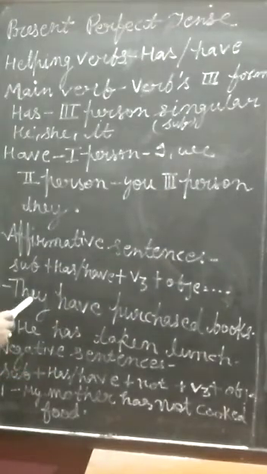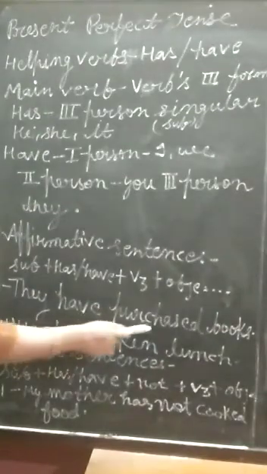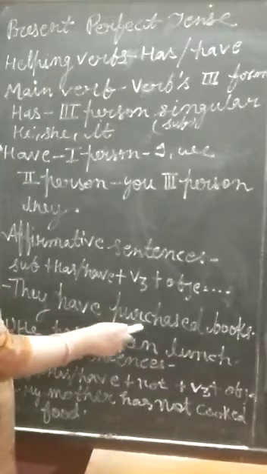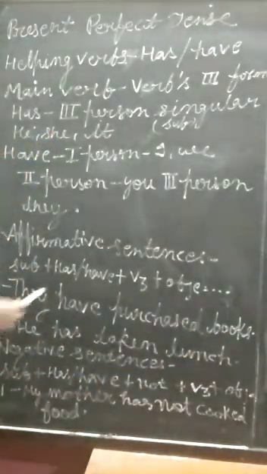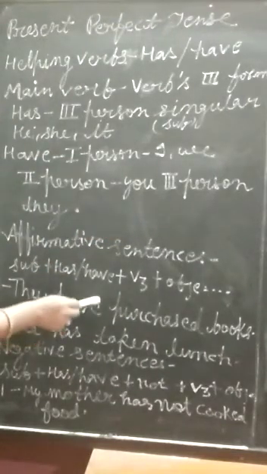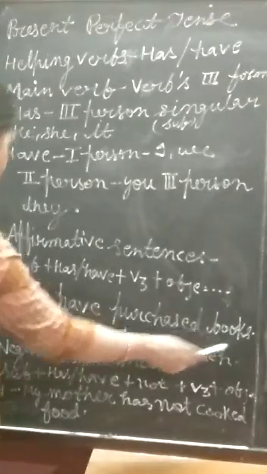Example is they have purchased books. They have purchased books. They is a subject, have is a helping verb, purchased is a verb's third form, books is an object. They is a third person plural subject. So what helping verb do we use here? We use here have. They have purchased books.